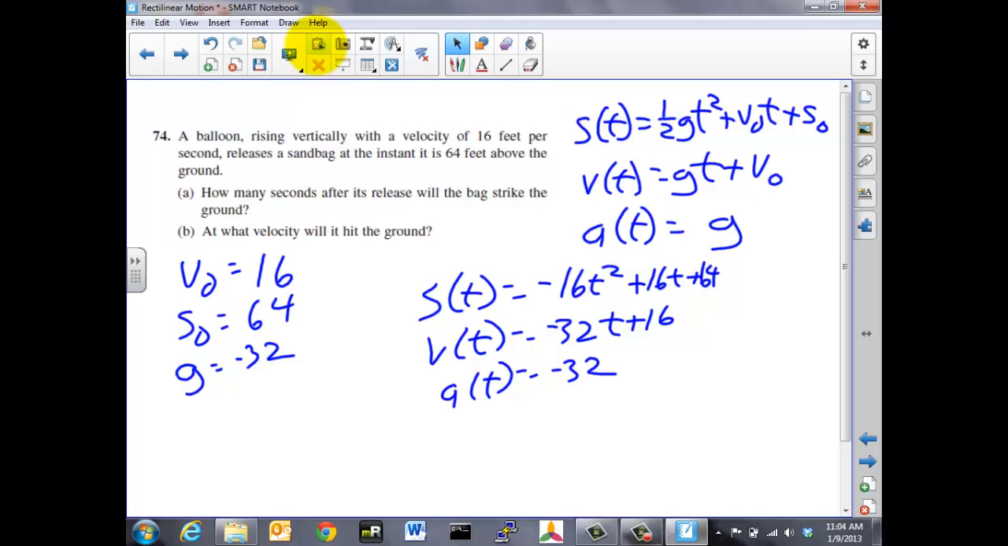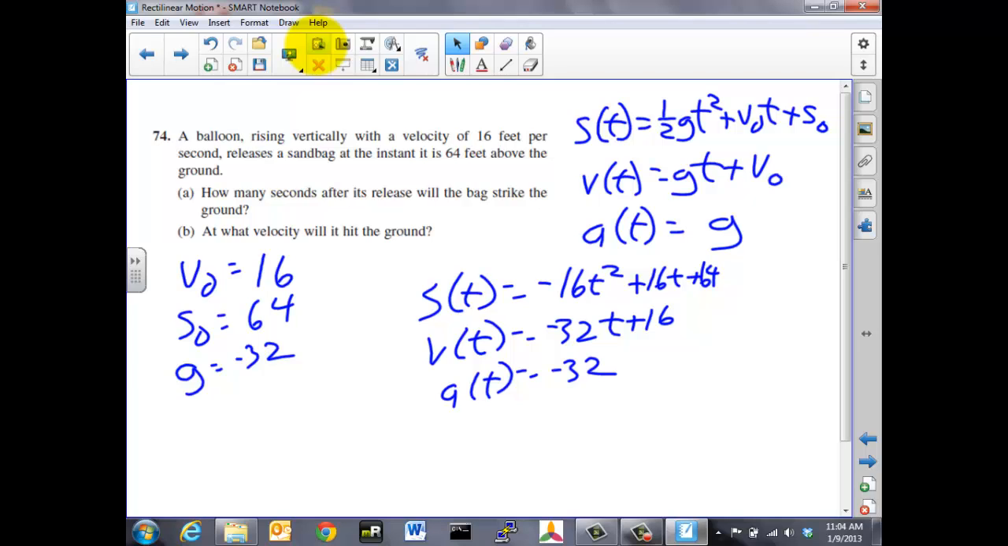Answer me something, everyone, because this is why I like this problem. If what he said is right, then he's answered B part 2. How fast is this thing going when it hits the ground? Or better question, is it going 0 when it hits the ground? No. It's going 0 right after it hits the ground.